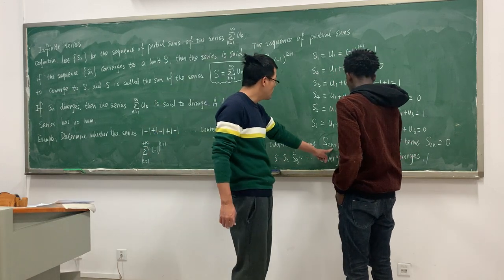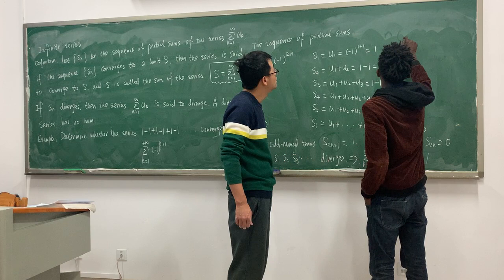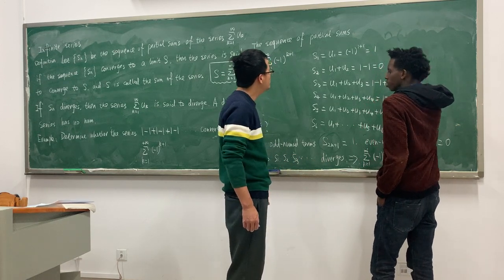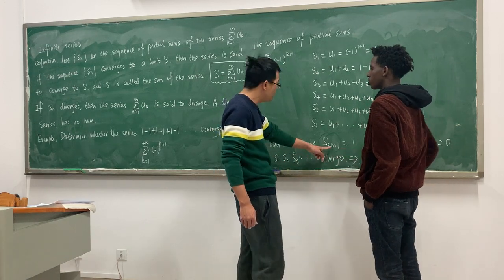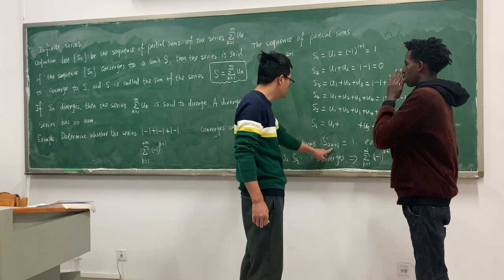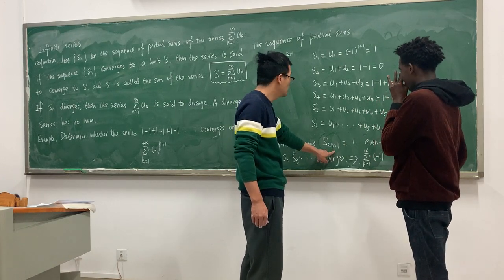When n equal to 1? Means n is from 0, right? N from 0, yeah. So 2 times 0 plus 1. So S1 equal to 1.